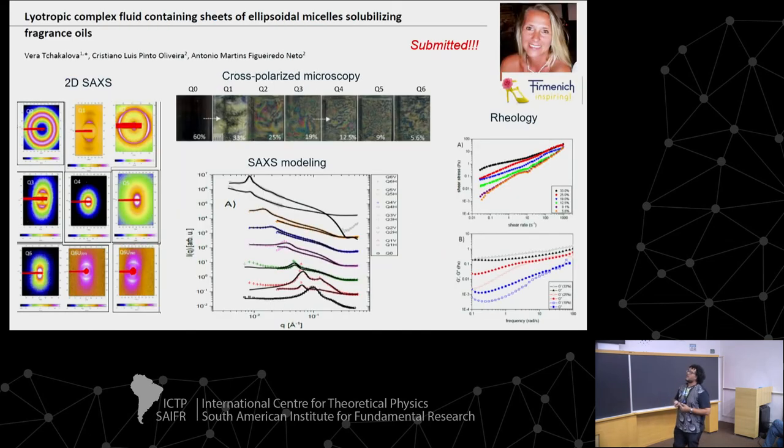Actually, one of them, this lady Vera, saw our article. She contacted us because she had several synchrotron data that she couldn't fit. And here I show some of the images. We started a collaboration combining SAXS data, light microscopy, and rheology. We put all this together in an article, and we just sent it. Hopefully, it will be accepted in some time. So, just to finish, I will mention another type of oriented system.